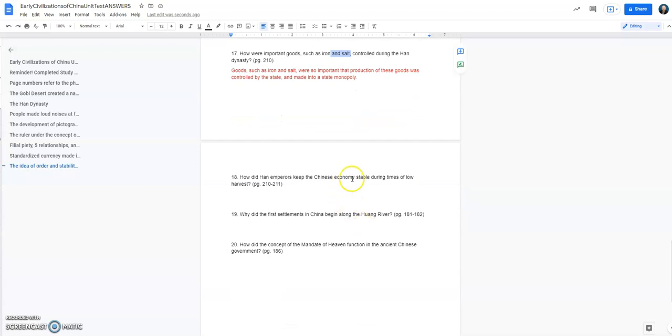18. How did Han emperors keep the Chinese economy stable during times of low harvest? Well, they stored grain. They had control of the grain, right? So they said, this is how much we're going to sell, this is how much we're going to save. That way, if we have a bad harvest, we have extra saved away, so nobody's going to starve, right?